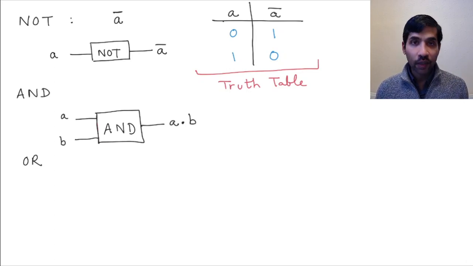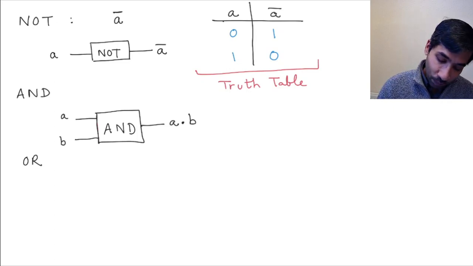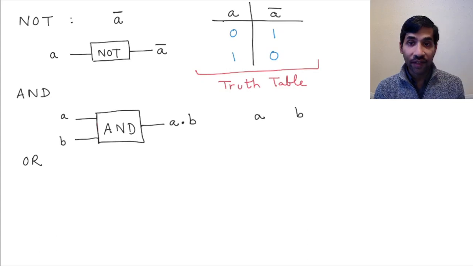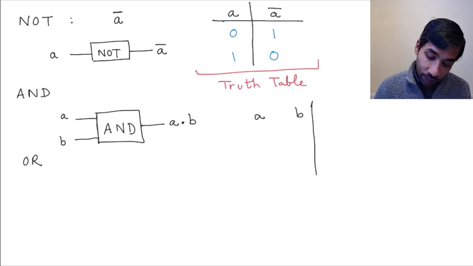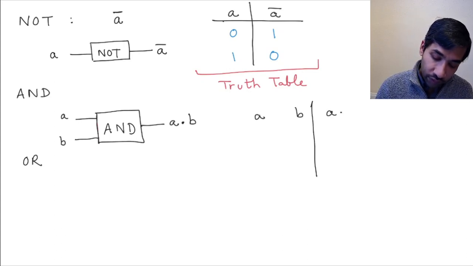Okay, now how does this work? This is how it works. We can represent the working of the gate by writing a truth table. How do we write a truth table? We write a truth table by putting the inputs on the left hand side, drawing a line, and writing the output here, which is A dot B.